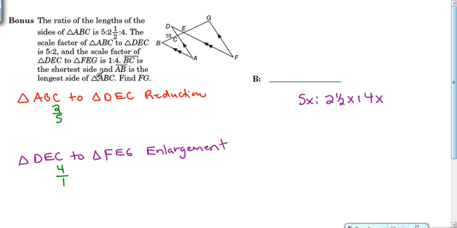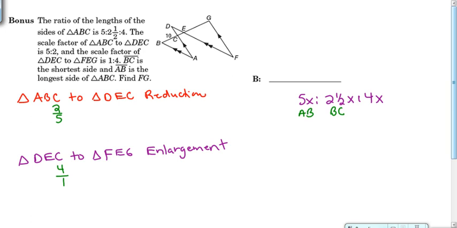And you know BC is the shortest side. So in my 5x to 2.5x to 4x, I know that my 2.5x has to represent side BC. And I know AB is the longest side. So 5x would be the longest, so I know 5x represents AB. I have to figure out what FG is.